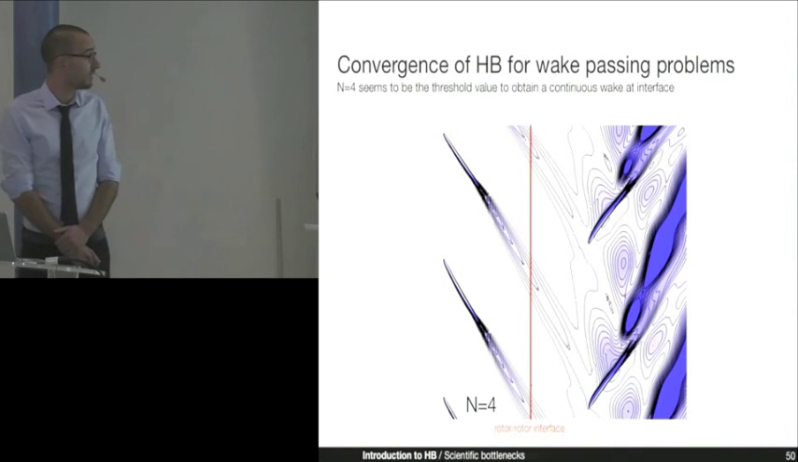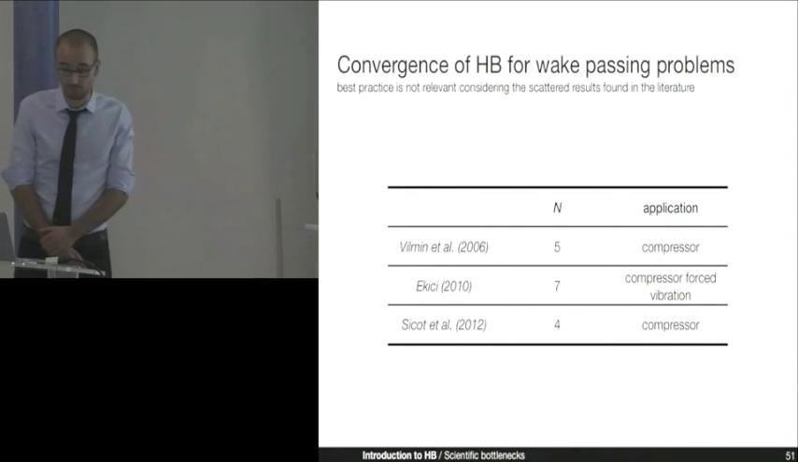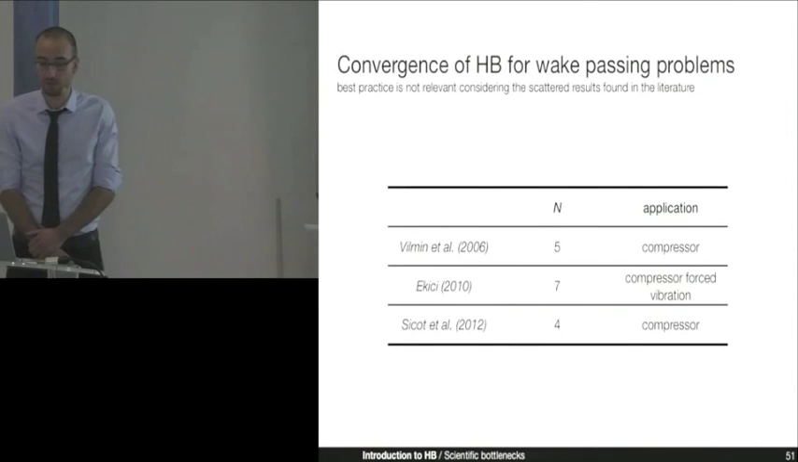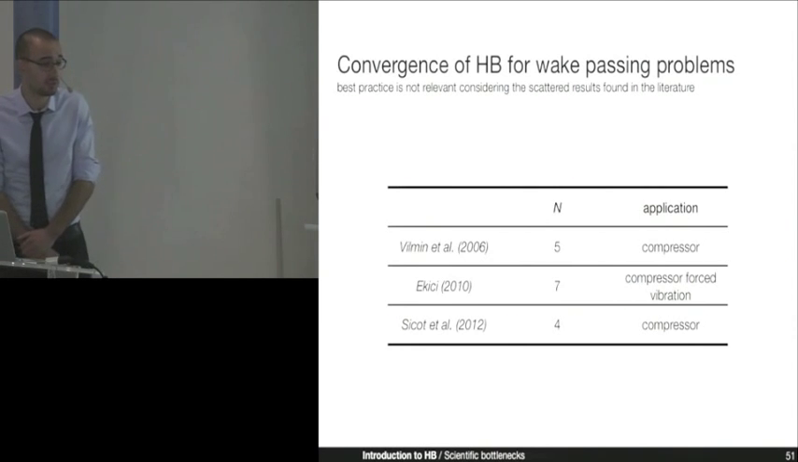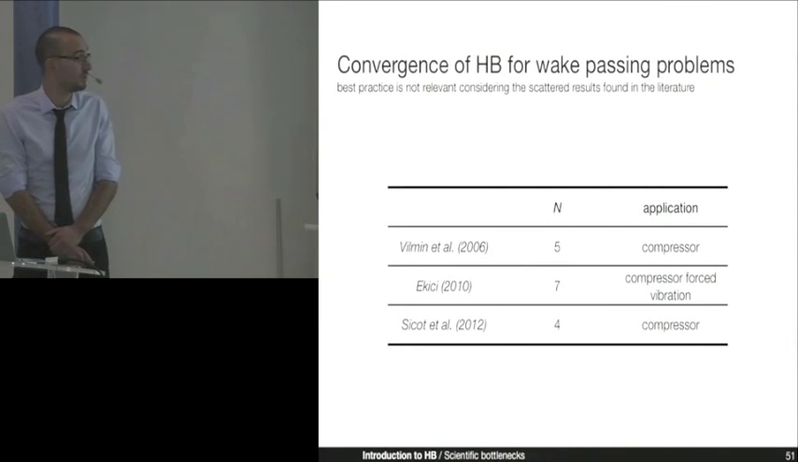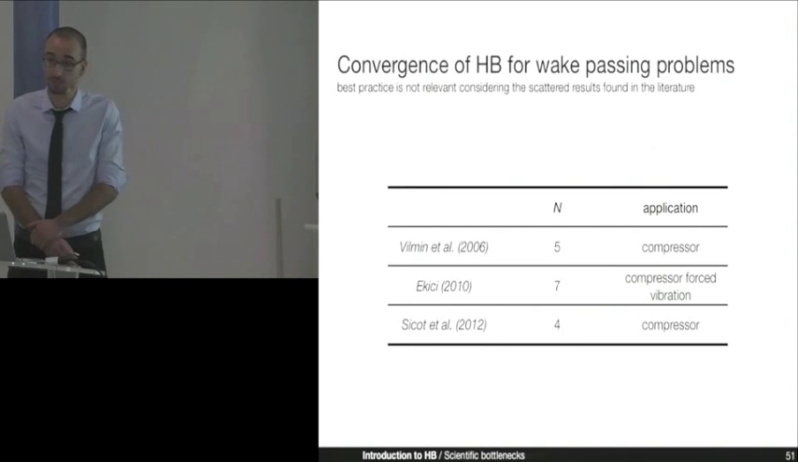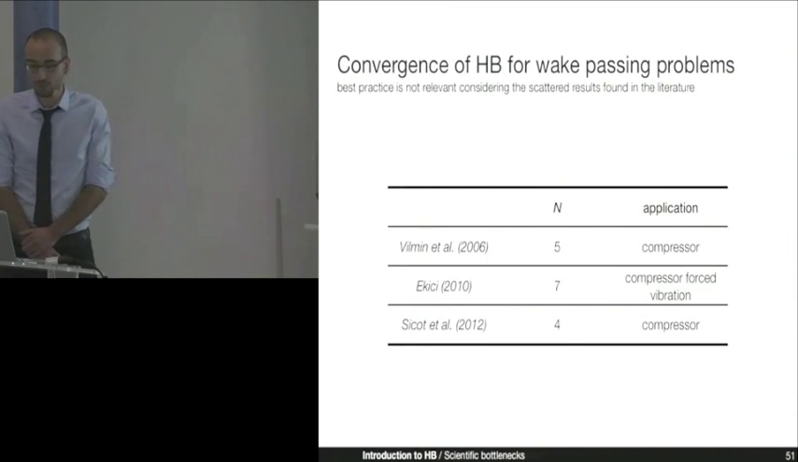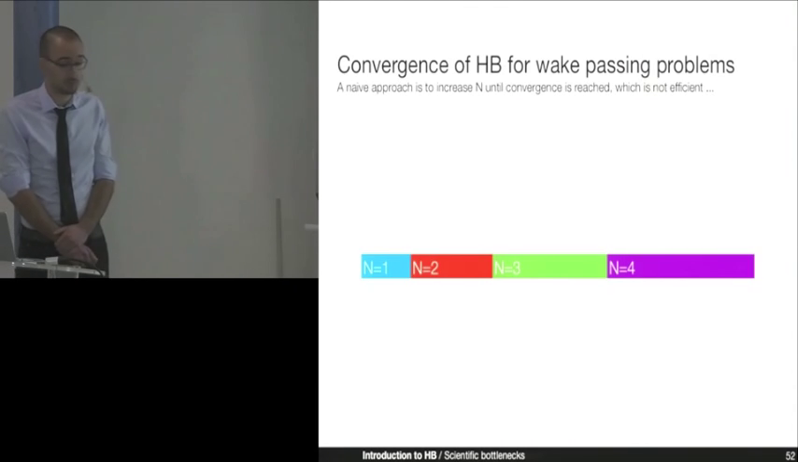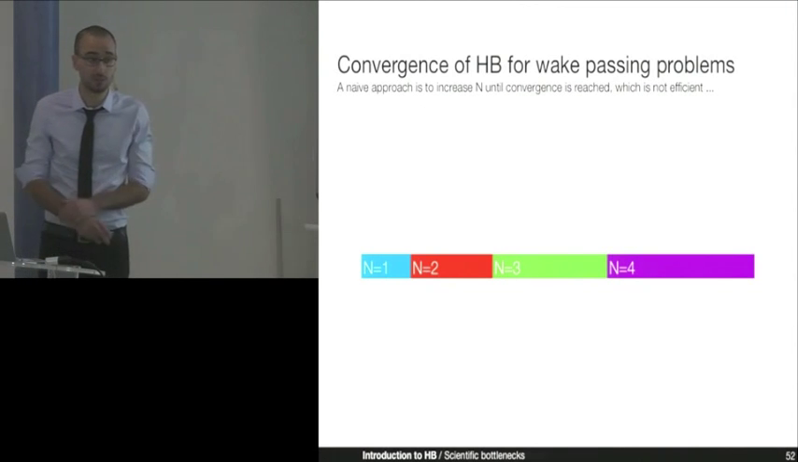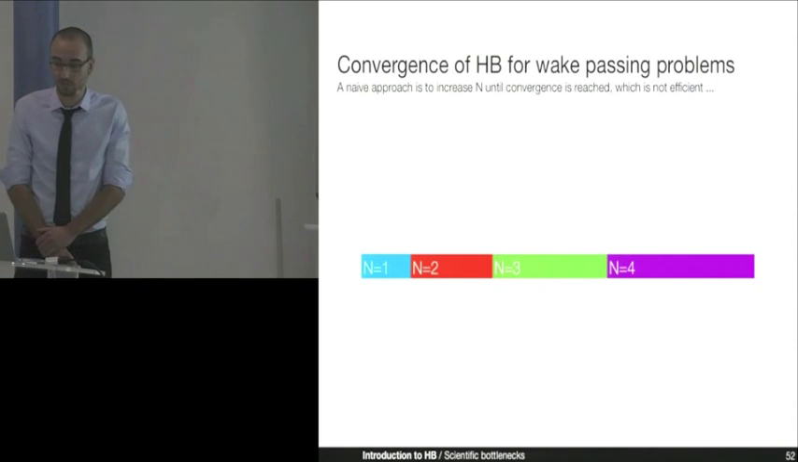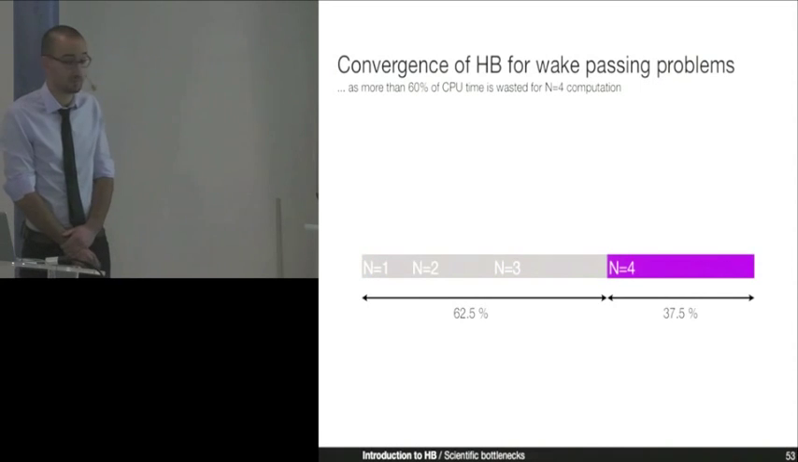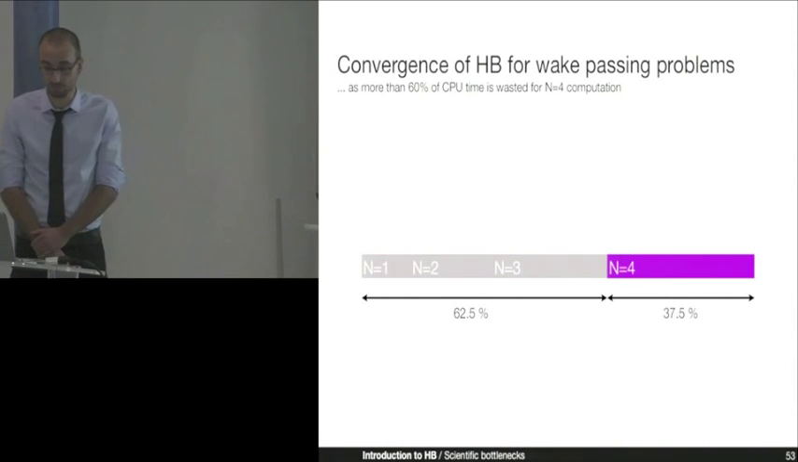In the literature, several compressors, for instance, have been tested by several authors using Fourier-based time methods, and we can see that the number of harmonics needed to converge is not the same, so best practice is not relevant. Moreover, a naive approach that aims at increasing the number of harmonics until the solution is reached is not efficient. In fact, for this case, if N equals 4 is the converged solution, we have just wasted 60% of the CPU time.